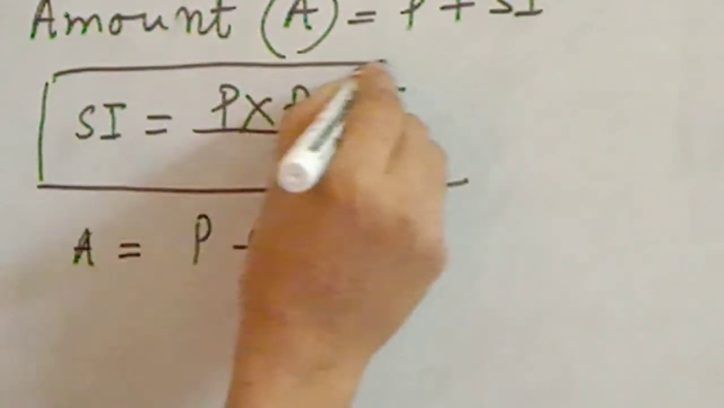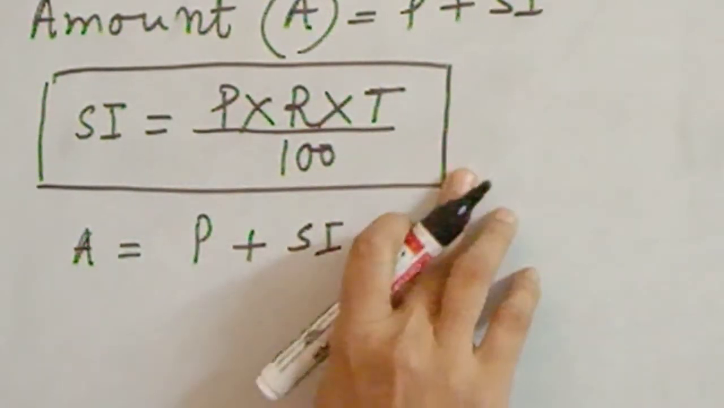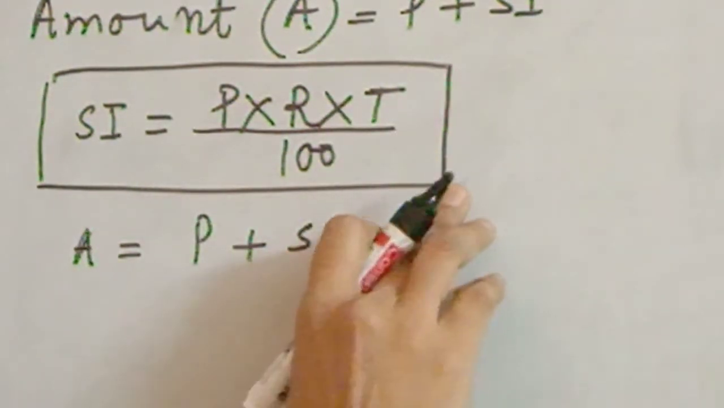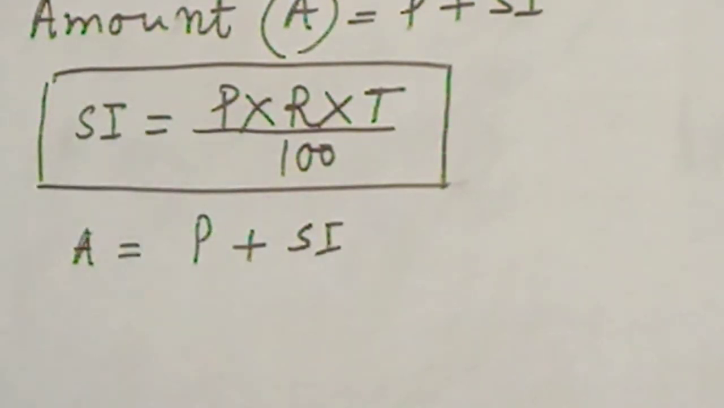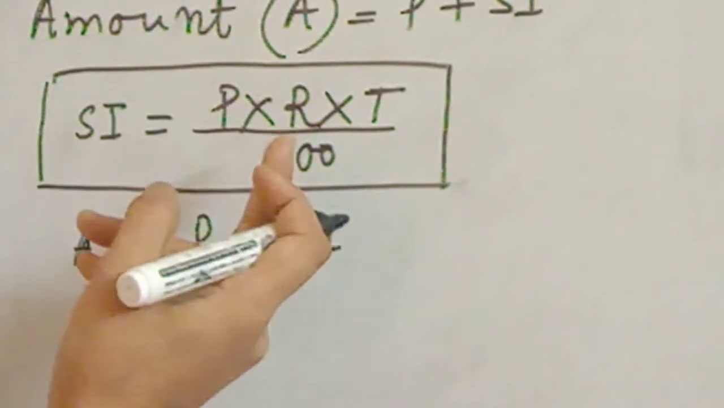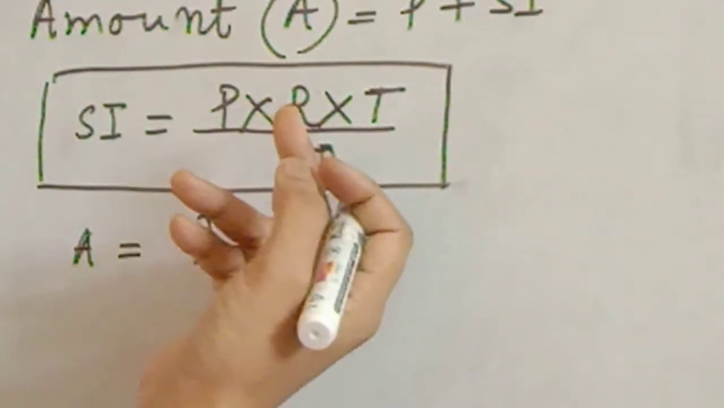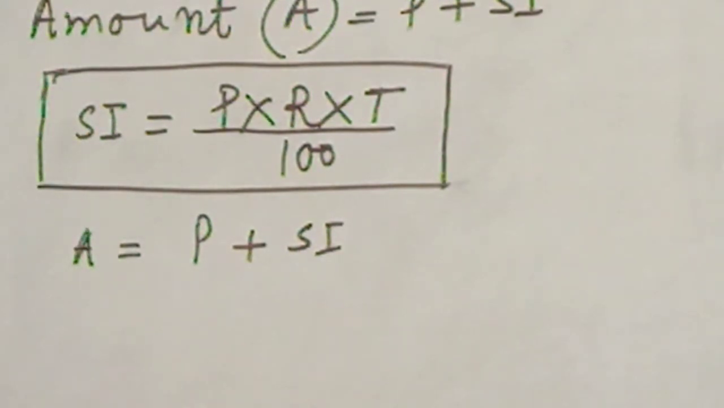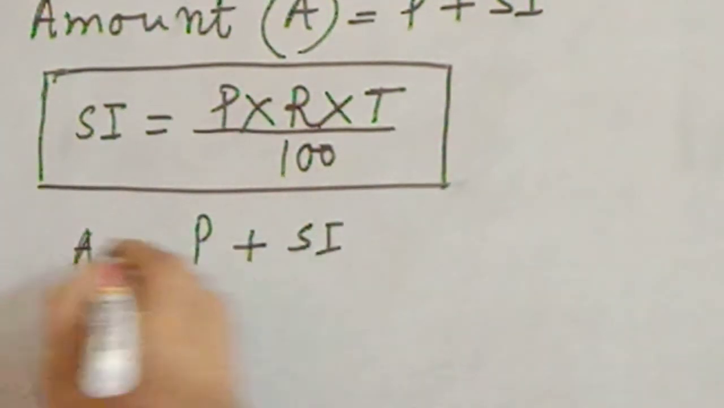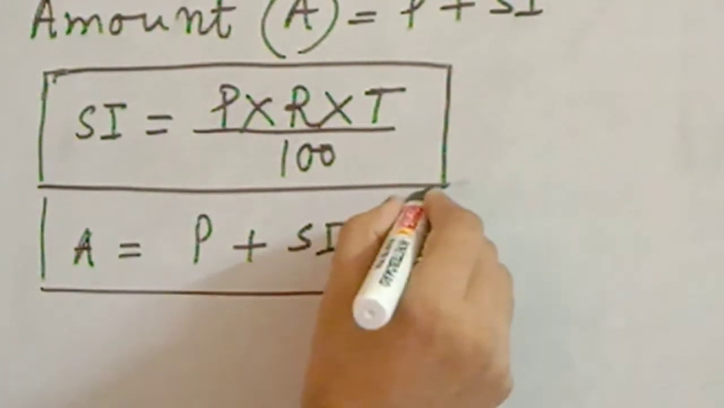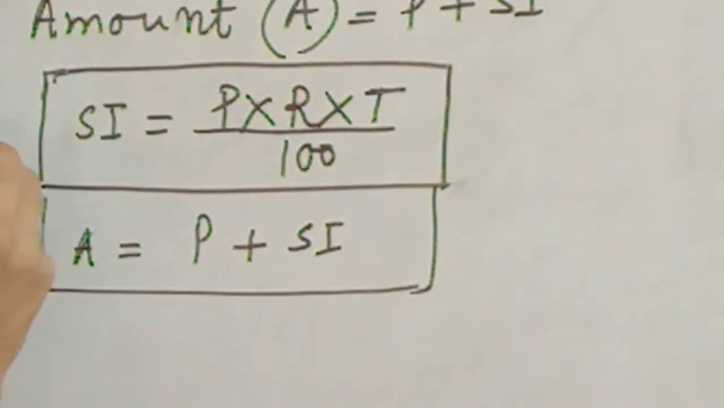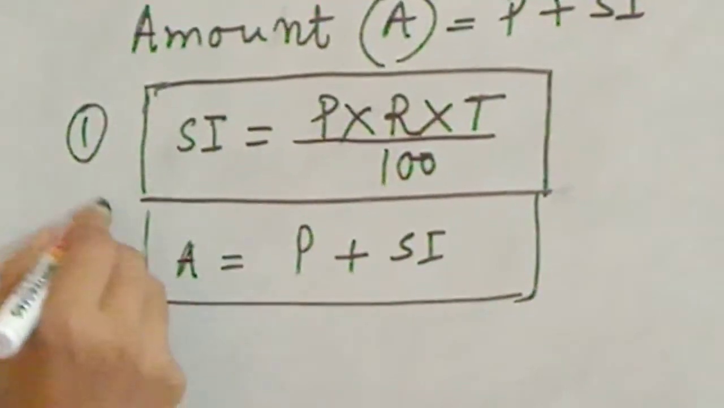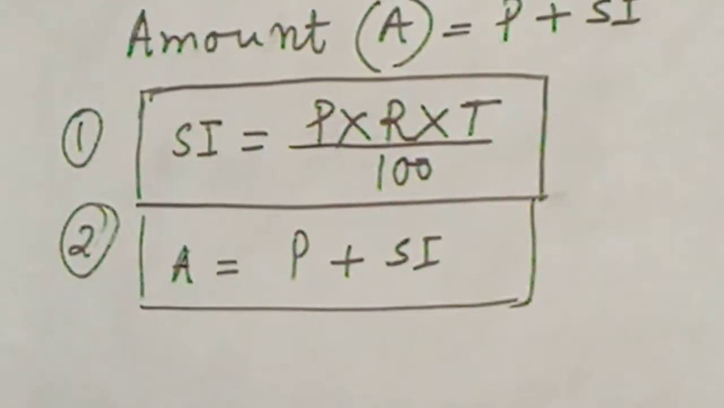Whatever money you have deposited, the interest you will get from the bank, or the loan amount you have taken at simple interest from a bank, the interest you have to pay back, you will find by using this formula in case of simple interest. Sometimes you have to find other things, but you will use these two formulas only, and we can solve many sums. Write all this in your copy.